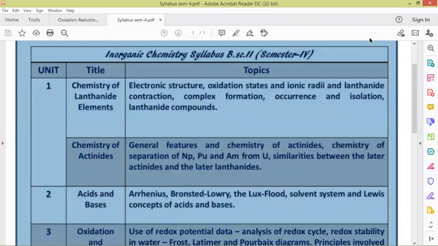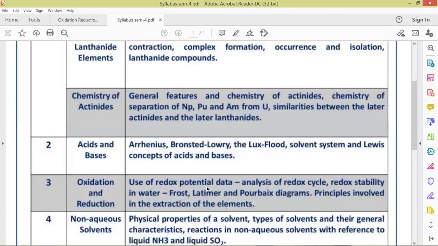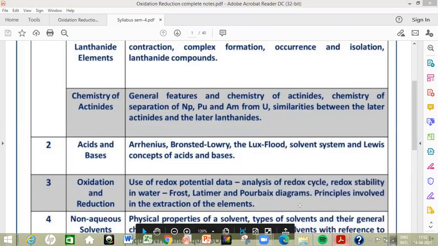So in this video, we are starting with the third unit of your syllabus, that is oxidation and reduction. In this particular video, we'll be discussing the basics of oxidation and reduction, all about the definition, all about the basic concepts of what oxidation and reduction are. So let's get started. Let's get to the notes.